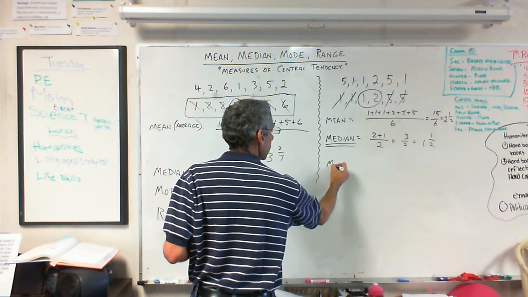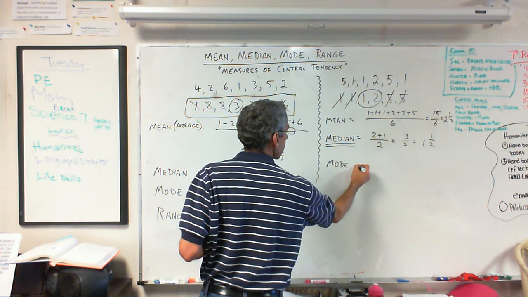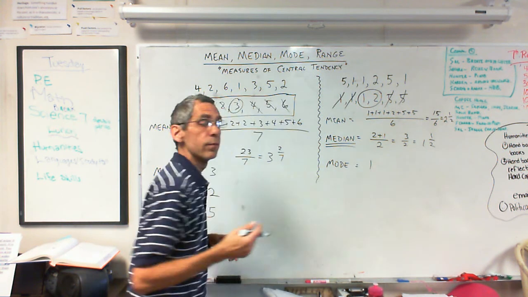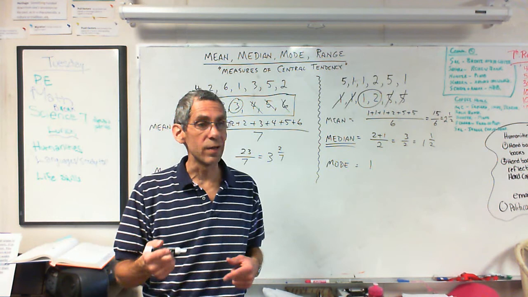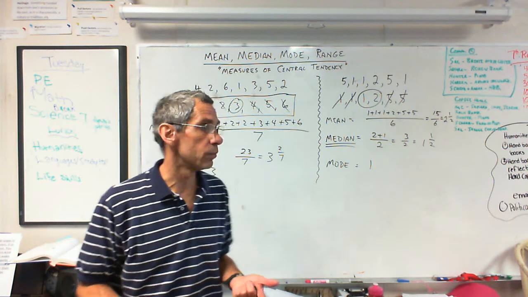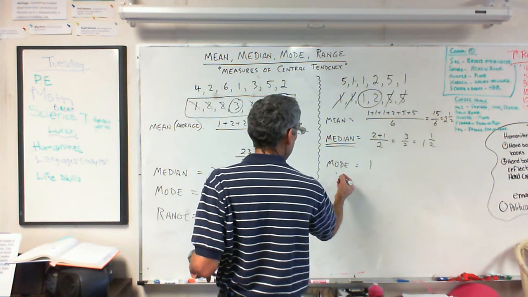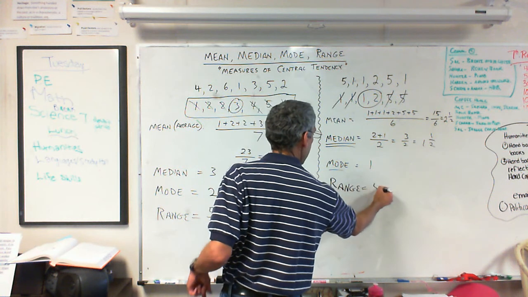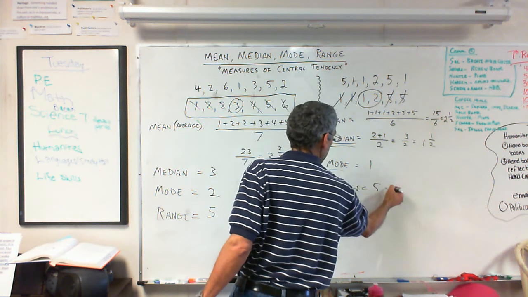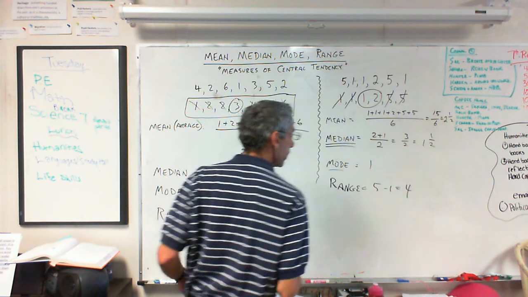What's the mode? Well, just 1 and 5. No, 1, because it's the one that's recurring the most, right? And then the last one is range. What's that? 5 minus 1 is 4.